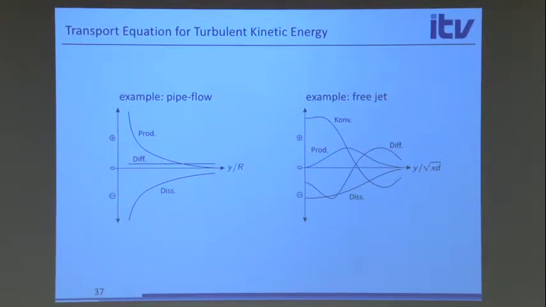And so that's where you have production. And then you see the dissipation is largest on the center line, which means the kinetic energy needs to be transported somehow towards the center line.